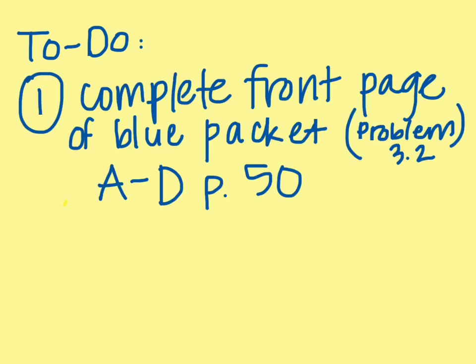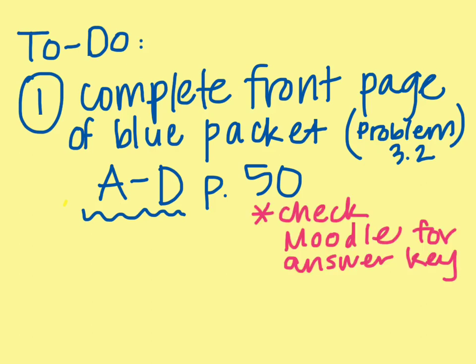Now that you've watched this video, you have a couple tasks of responsibility that you need to complete by the end of this class. I would like you to complete the front page of the blue packet. The top of this page says Problem 3.2. You will see this located in your textbook on page 50. The coins themselves answer part B, but I would like you to complete problems A through B on that front page. Once you are done, I'd like you to check in with your math teacher, even the people around you, to make sure you're doing the problems correctly. And then I would like you to check Moodle for the answer key. That way you can assess yourself to see if you're ready to move on to the homework.